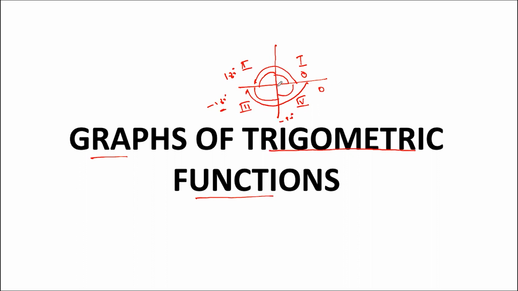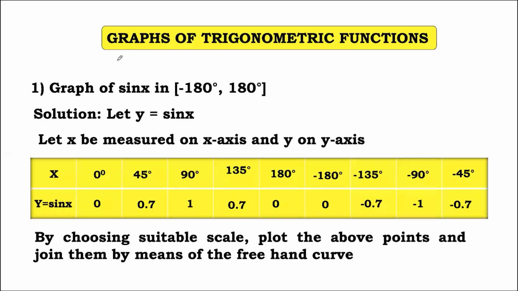So in the graph, we want to see in which quadrant the graph will be positive or negative, and how the graph will work for every trigonometrical function. So start. The first graph is sin x. Y is equal to sin x between minus 180 to plus 180. We can also write this as minus pi to plus pi. Pi is equal to 180 degree.